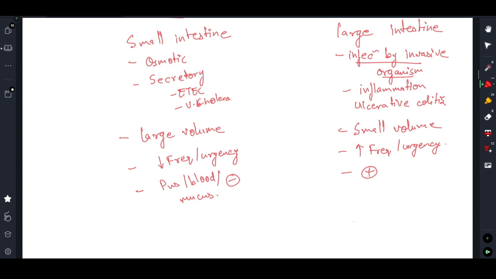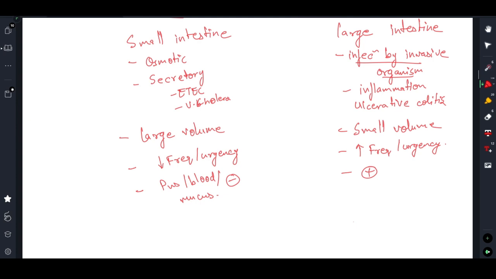Tenesmus is a persistent and often painful sensation of needing to have a bowel movement or urinate, even when your bowels or bladder are empty. So even when they are empty, if you have a persistent and often painful sensation of needing to have a bowel movement or urinate, that will be referred to as tenesmus.